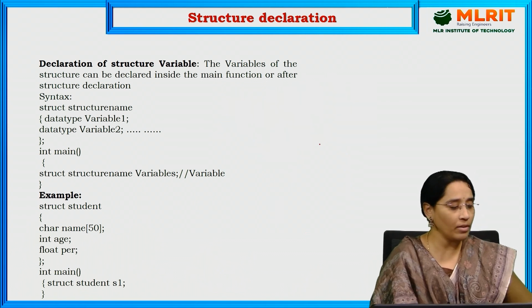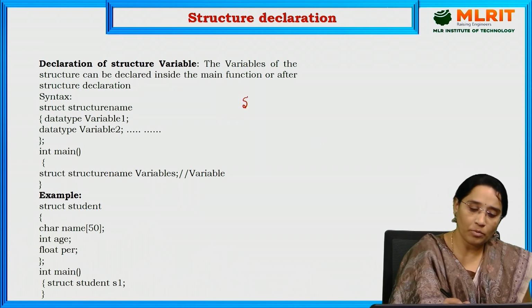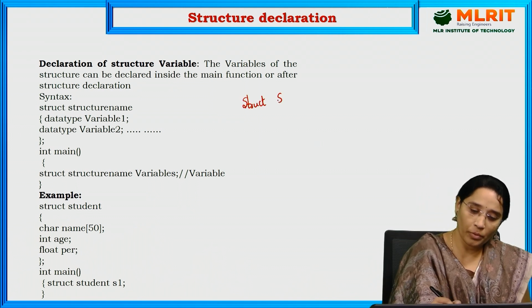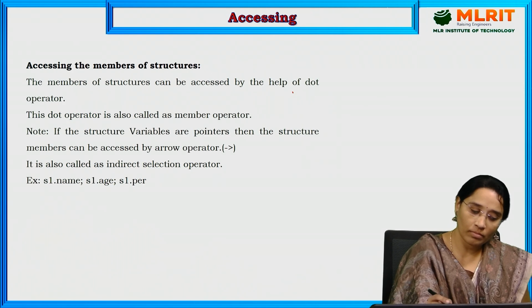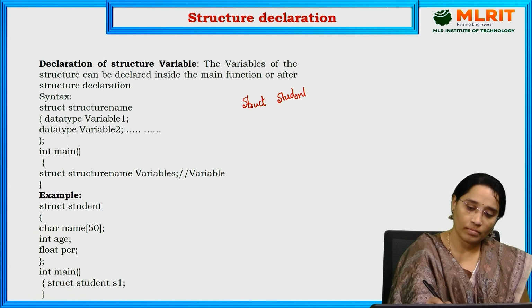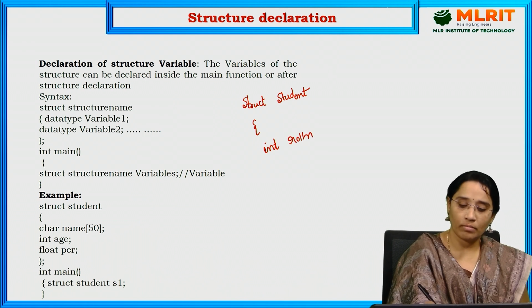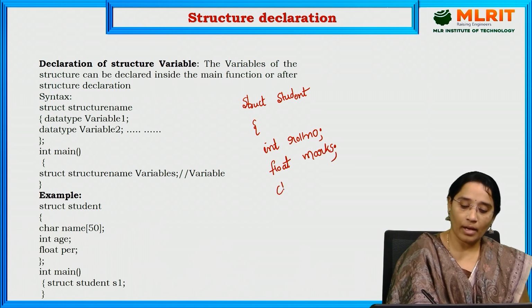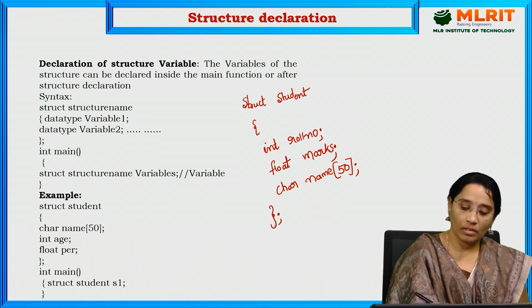Suppose if I want to convert the same to an example, like struct student { int rollnumber; float marks; char name[50]; }. Like this you can declare.